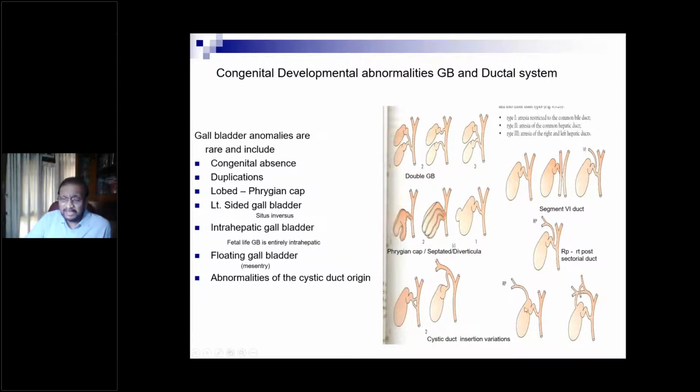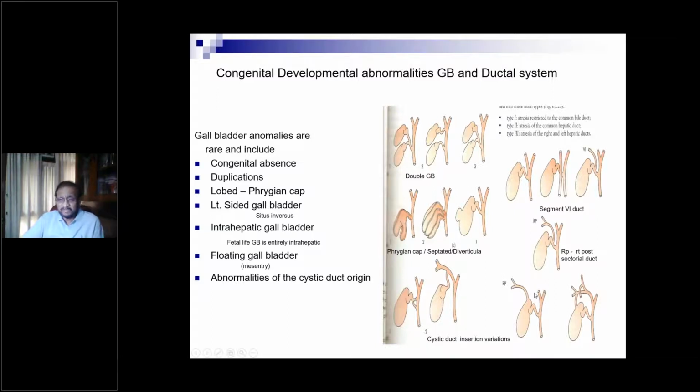Or if you're having a right posterior sectorial duct going through the liver, going through the gallbladder. So here again, if you dissect out the cystic duct and cut out here, and then what do you find? You find another duct coming out, you cut out here. So what are you doing? You're cutting the right posterior sectorial duct. So remember, in these cases, it should be only here. That's why you need to know some of these abnormalities, especially the segment 6.